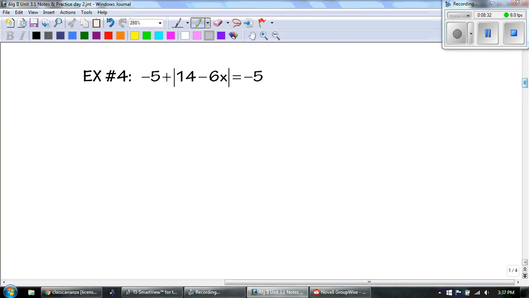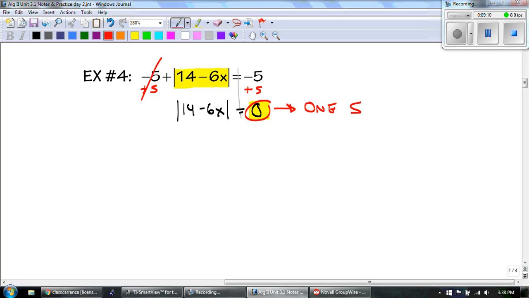Okay, so with example number 4, the key thing is you can't just say no solution right away. You have to do what's outside first. So I'm going to add the 5 to both sides. Those cancel. And I have the absolute value of 14 minus 6x, and that is equal to 0. And when it's equal to 0, we know that it's going to be one solution.